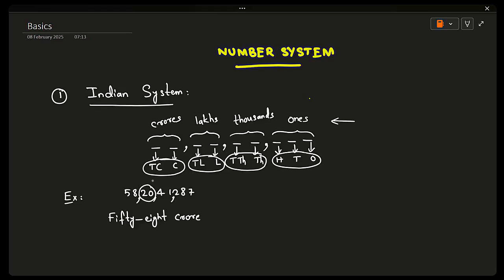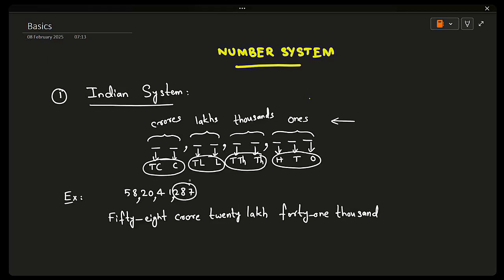And what is this number? 20. So we write 20. And 20 is in which period? It is in the lakhs period. So you can write lakh. And what is this number? 41. So write 41. 41 is in which period? Thousands period. You just write thousand. Don't write the plural thousands, just thousand.